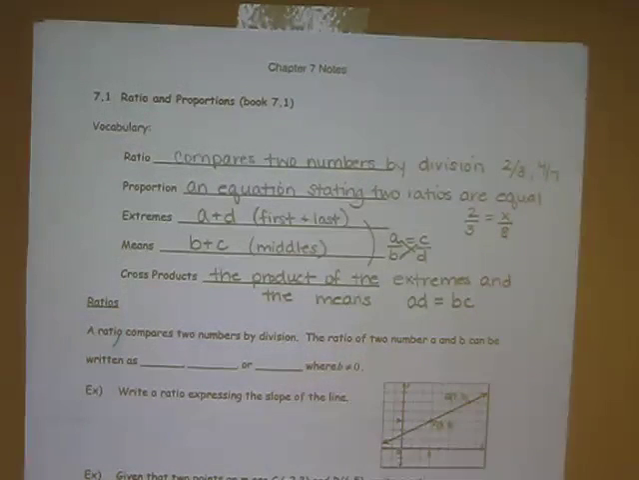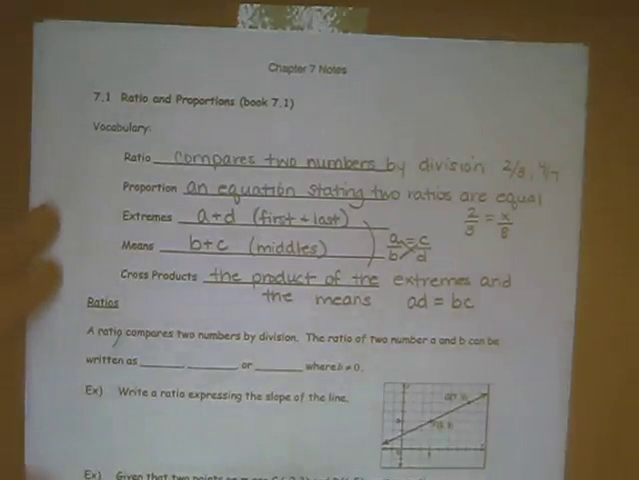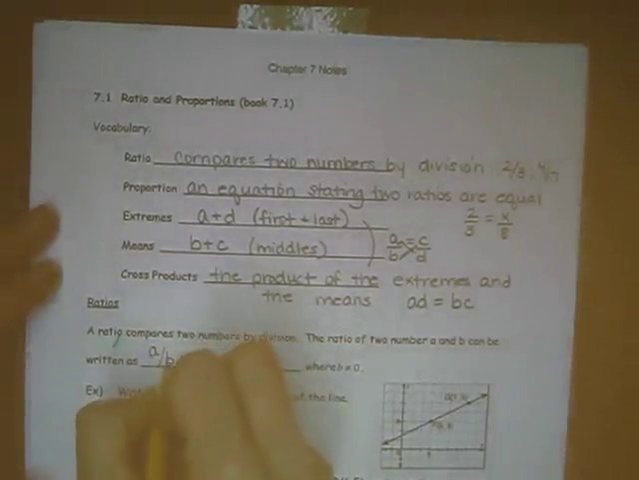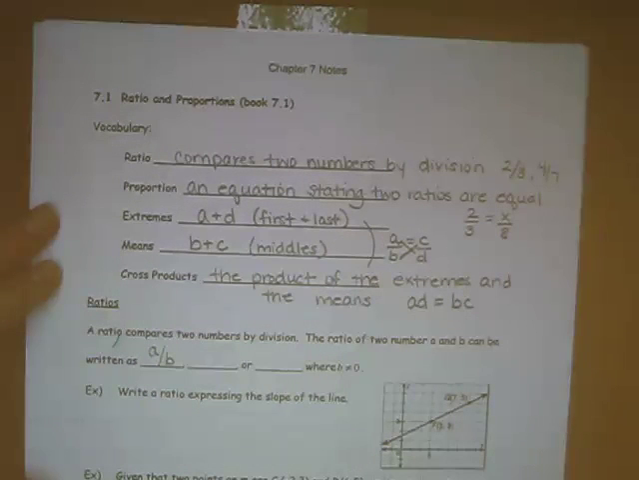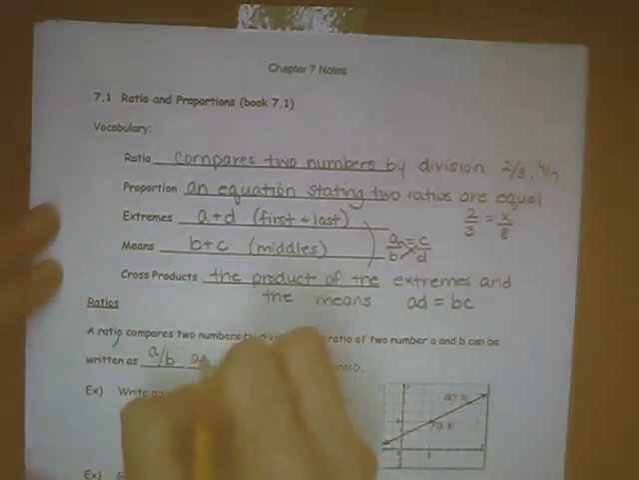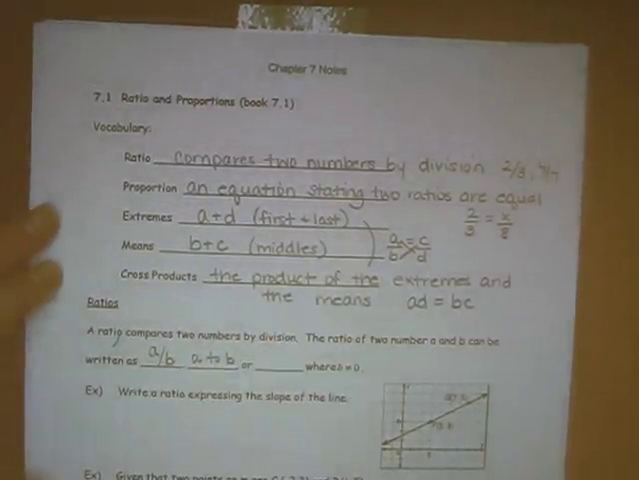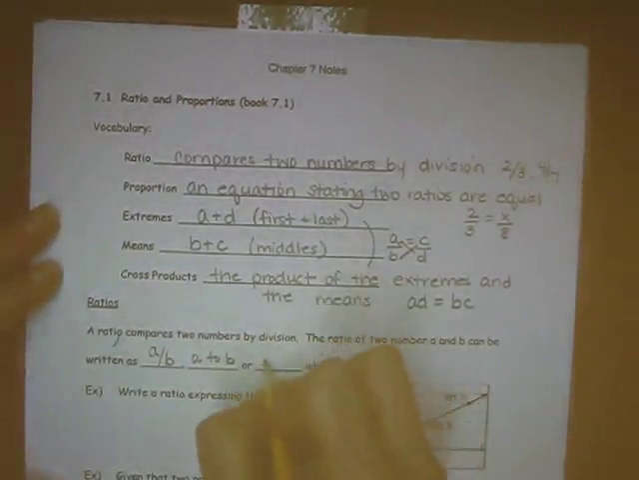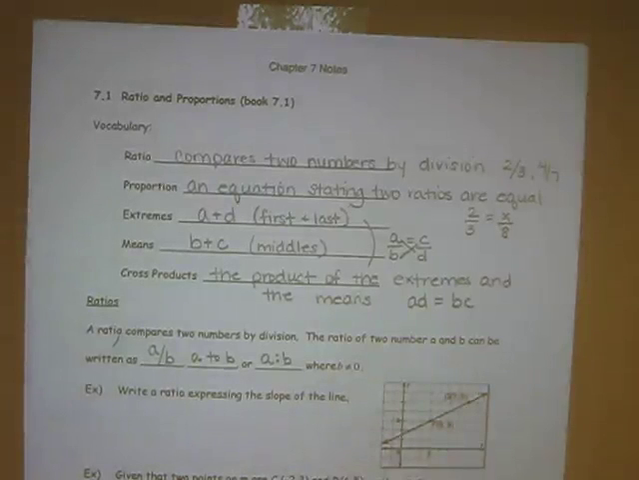All right, the next word we're going to talk about is the word ratio. We're going to go back to that word. A ratio compares two numbers by division. We talked about that already. The ratio of two numbers, A and B, can be written in many different ways. One way you can write A and B is as a division. Another way you can write it is with the word "to." And another way you can write it is with a colon. Those are three different ways to write a ratio.